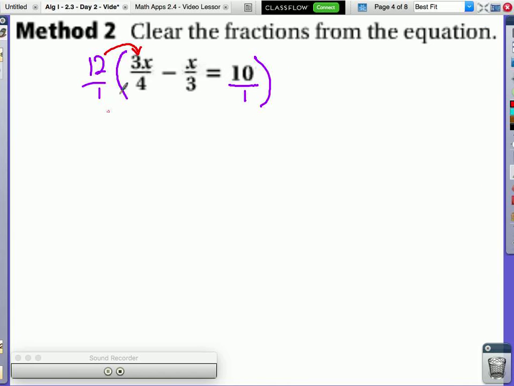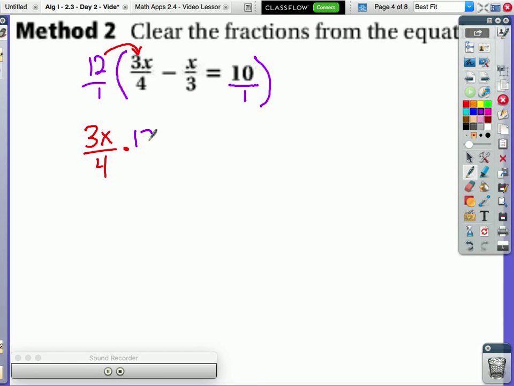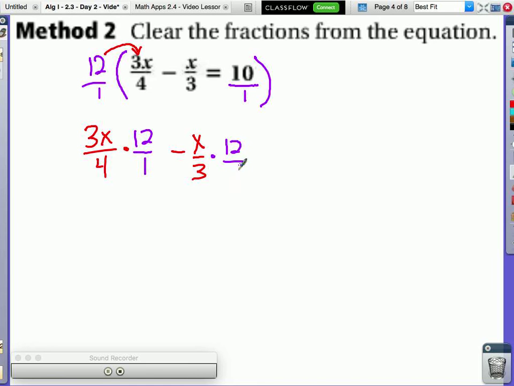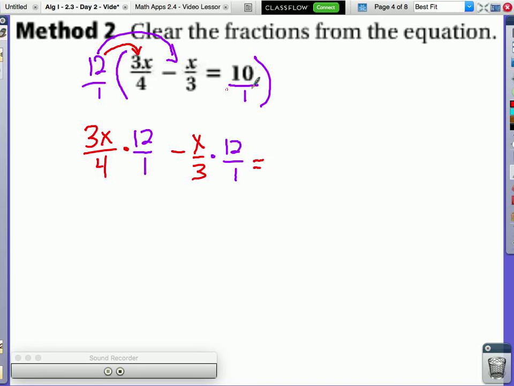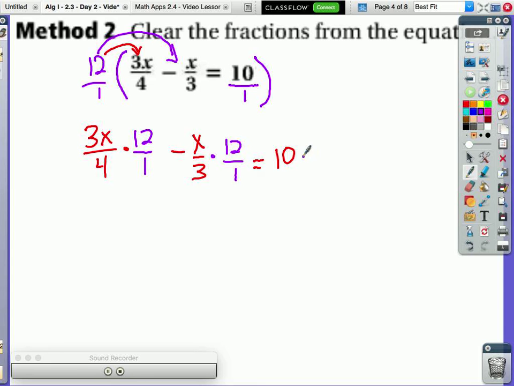Okay, so the first term is 3x over 4, and we're going to take it times 12 over 1. Then the second term in the parentheses is a negative x over 3, and we're going to take that times 12 over 1. Right, distribute it in. And then we have an equal sign, and our last thing in the parentheses, remember it's the entire equation, is 10, and we have to also take that times 12 over 1. Right, so we multiply this times everything in the entire equation.